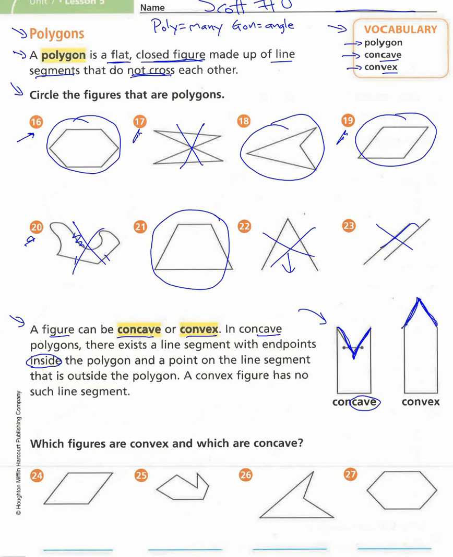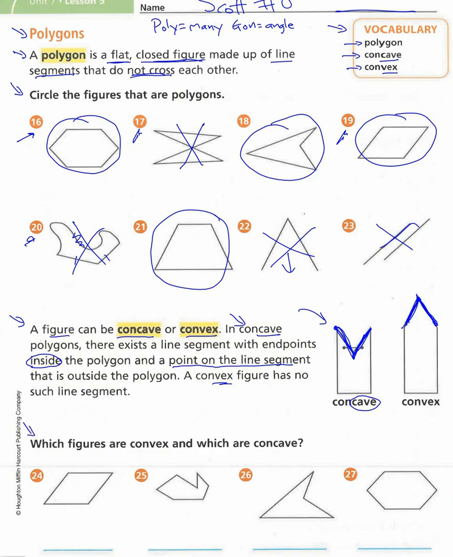And then a convex is kind of like the roof on a house. So that's how I remember, right? So I'm going to come back over here again. In a concave polygon, there exists a line segment with endpoints inside the polygon and a point on the line segment that is outside the polygon. But a convex figure has no such line segment. So it's just the steeple on a roof, right? But this one goes in. So concave is like a cave. It goes in. Convex, it's just like the roof on your house.